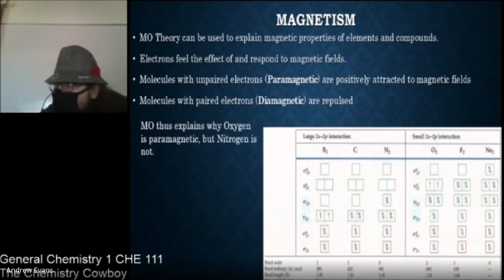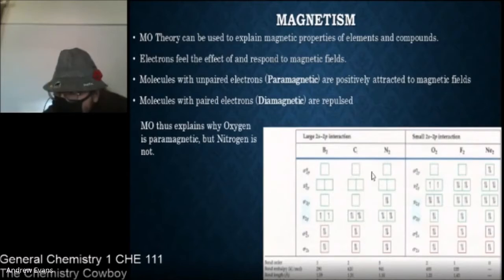Graphite and diamond are made up of large-scale carbon atoms, lots of carbon atoms. And I do believe diamond is indeed diamagnetic. There's no magnetism present in diamond.